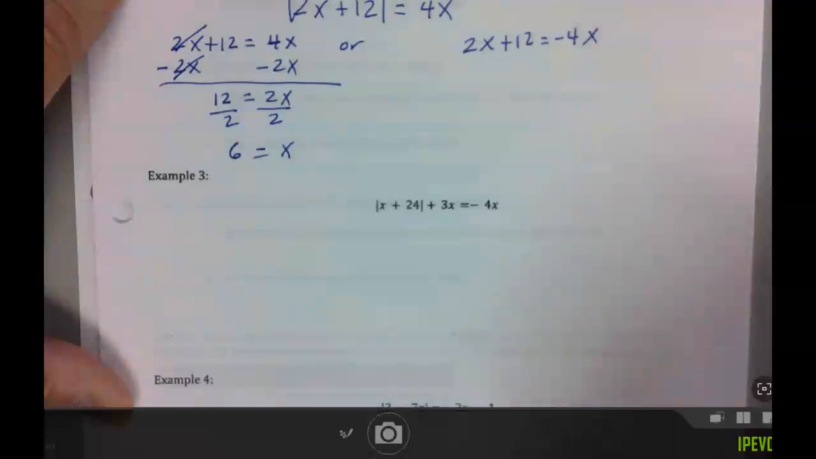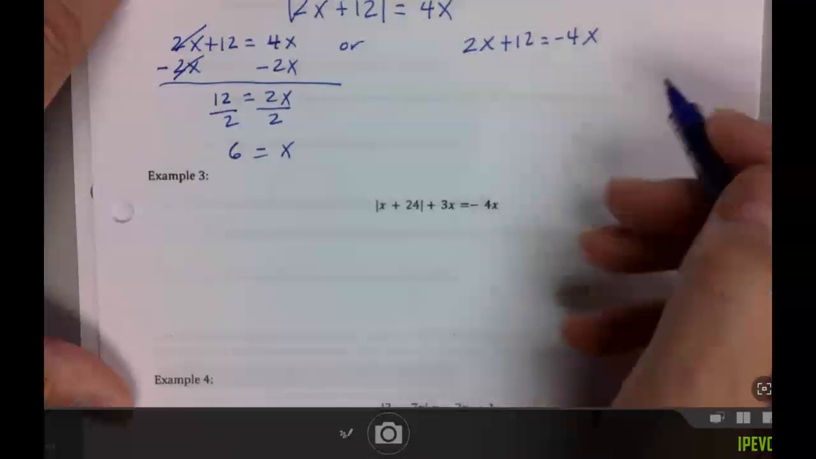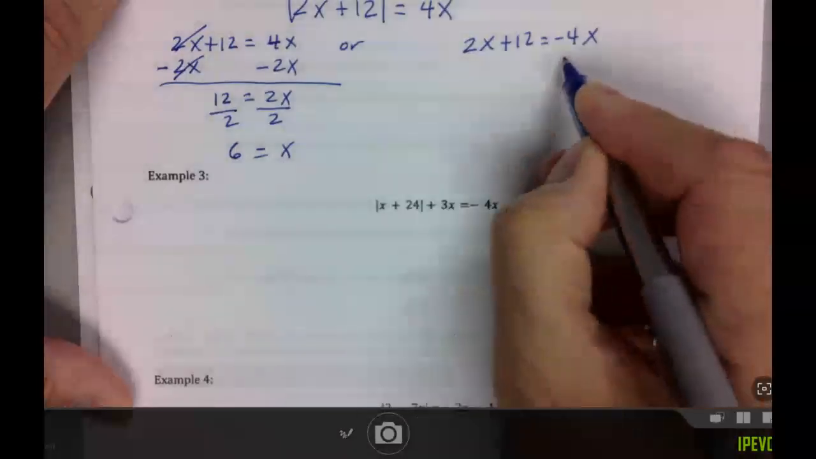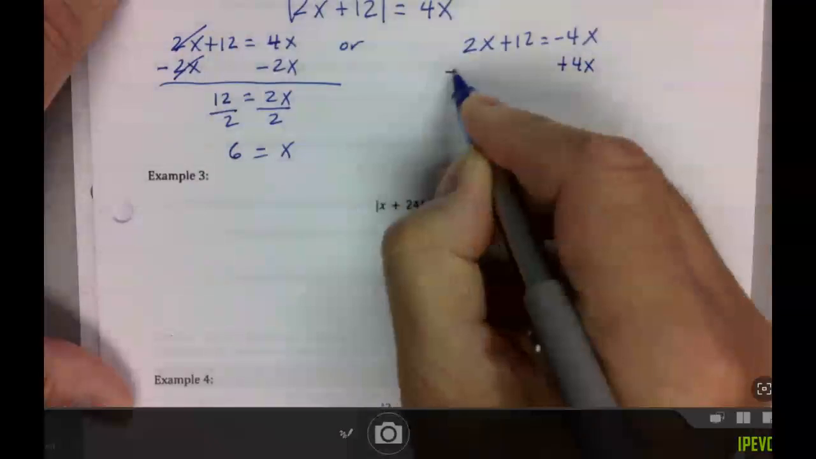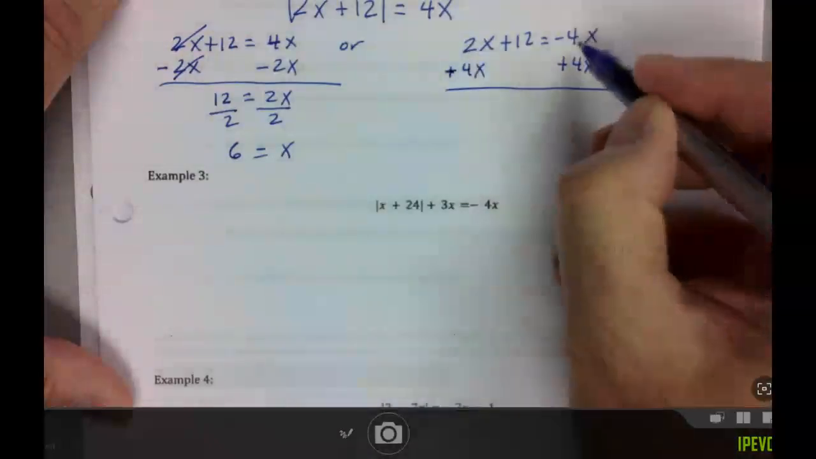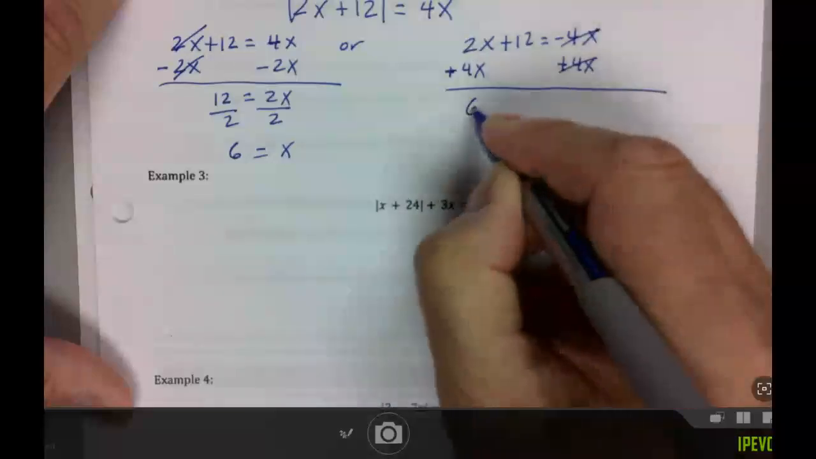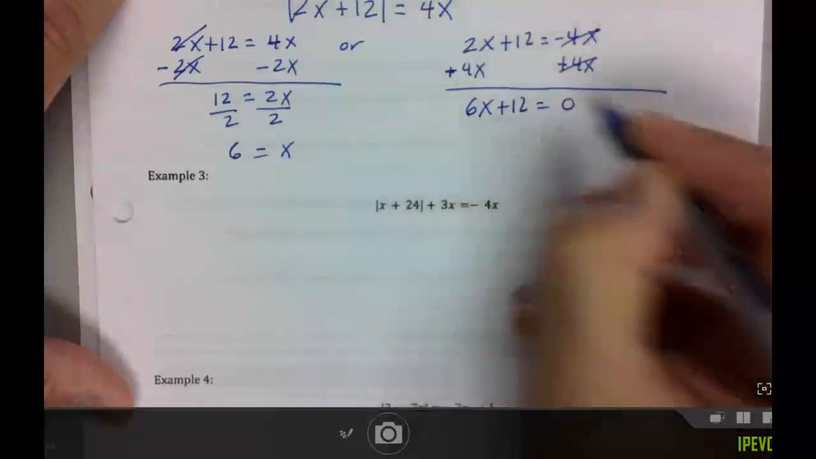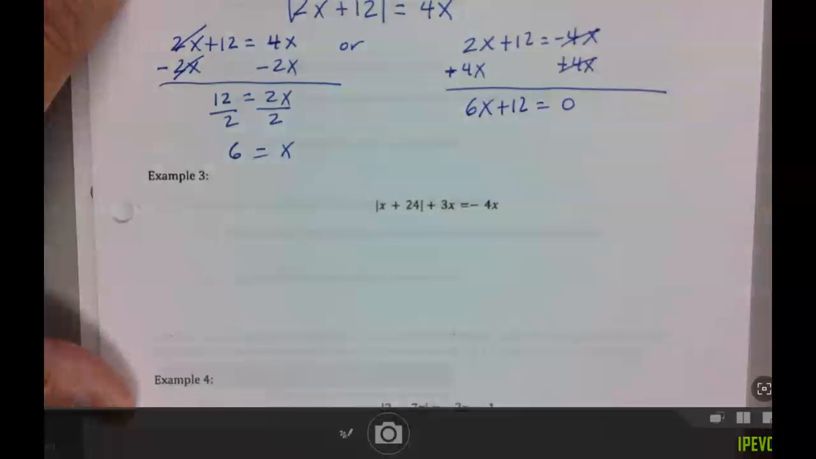Let's check it. I'll solve this other one, then we'll do it here. Okay, so on this one here, I'm going to add 4x and get it over here. I like to keep my variable. You don't have to do it that way, but me, I like that variable to be positive, so I don't have to worry about dividing by a negative. Does that make sense? That's just me. You don't have to, though.